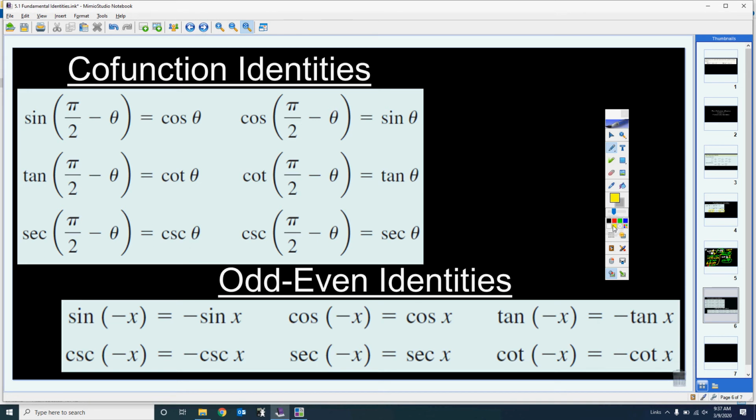The only exceptions, the only ones that are different, are these two. These are even, so the others are odd, these are even. And they're even because if I put a negative in here, it doesn't affect the final one at all. So cosine of negative 60 degrees is exactly the same as cosine of positive 60 degrees. The sign of the angle does not affect the final answer. So we're going to use a combination of all of these identities as we move forward. Let's look at number 5.